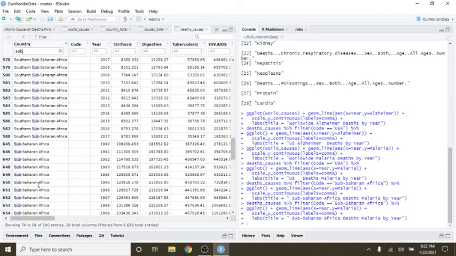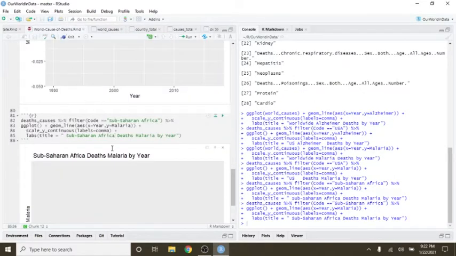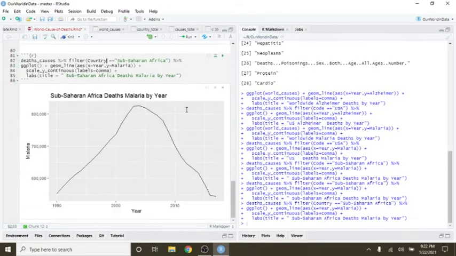I'm guessing sub-Saharan Africa is completely Africa. So we want to change this to country. Try it again. Okay. So that's very good news.